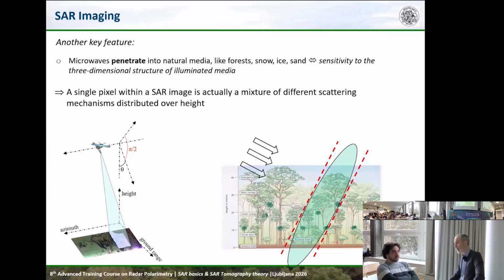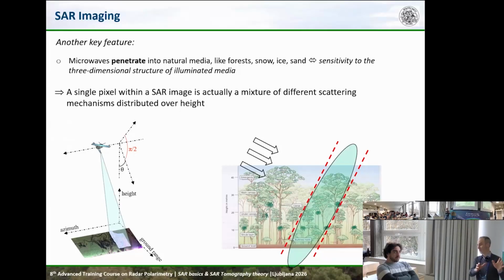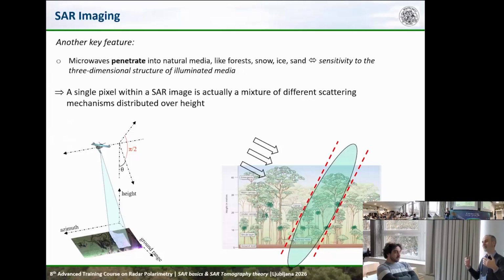As we said, microwaves also penetrate into natural media, like forest, snow, ice, sand. And this gives us sensitivity to the whole vertical structure of things. Beautiful. This is, let's say, the pros and cons of using a radar. You are sensitive to a lot of things.